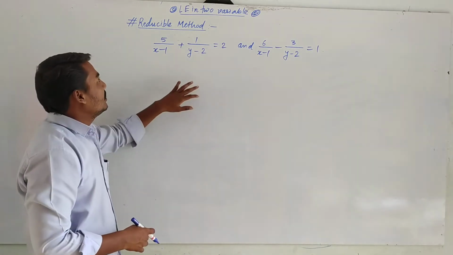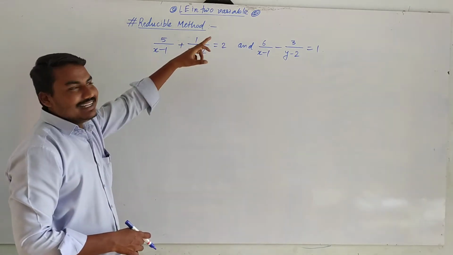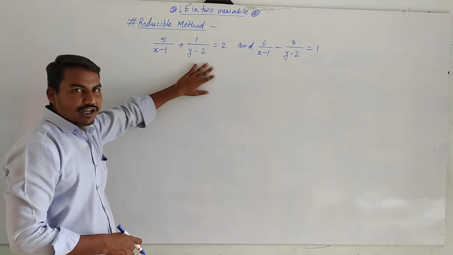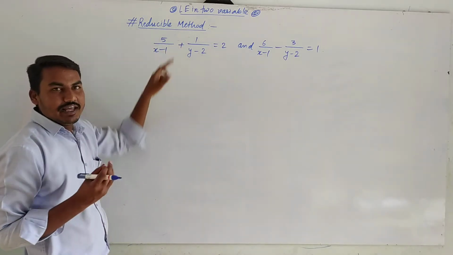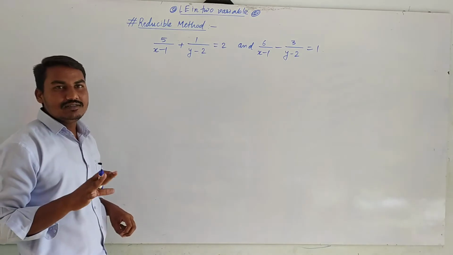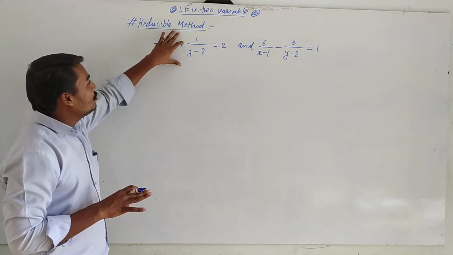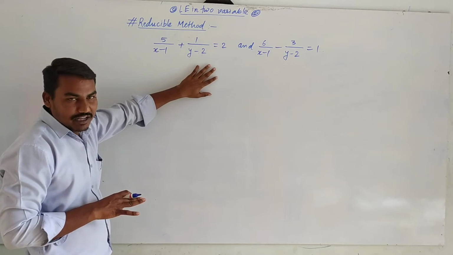Now see, the linear equation in two variables, that is the last method to solve the given linear pair of equations. That is the reducible method. It is a very important method as far as the exam is concerned. The reducible method to solve the given linear pair of equations.